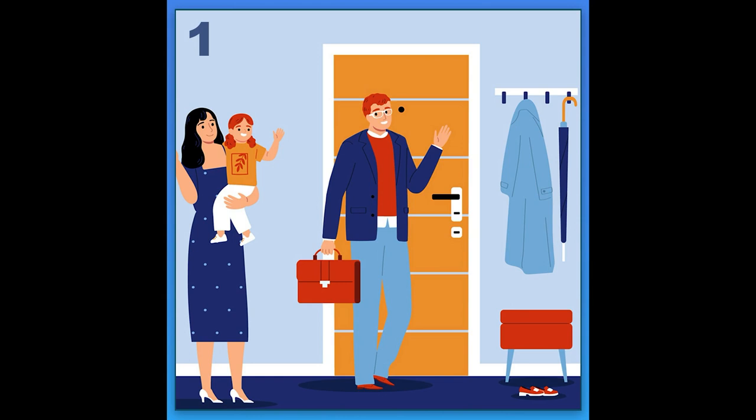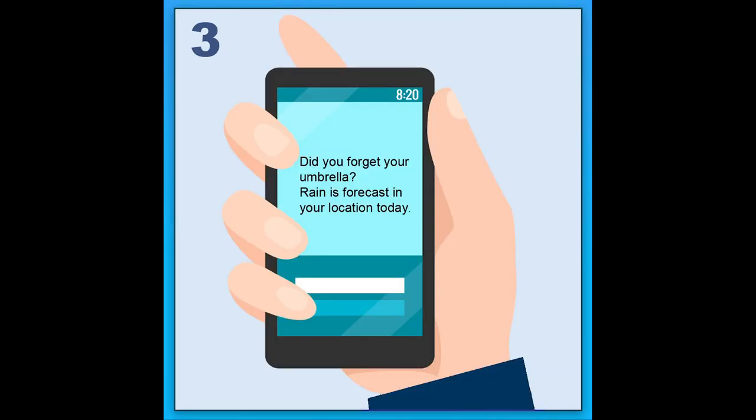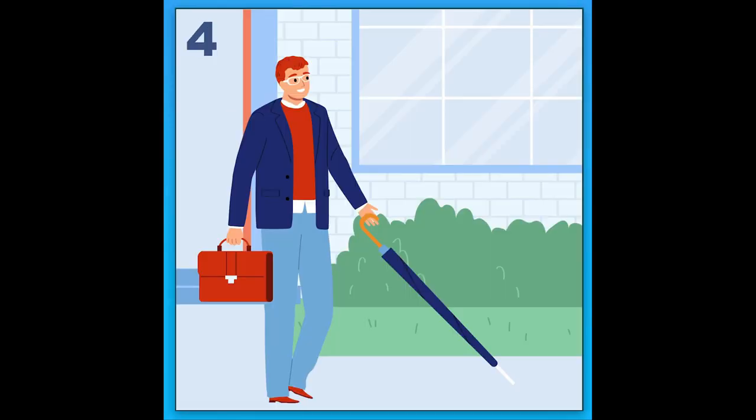The solution is the Smart Umbrella, a mobile and ubiquitous system that attaches to the handle of any umbrella and links with an accompanying mobile app to alert you when you have left your umbrella behind and rain is forecast.